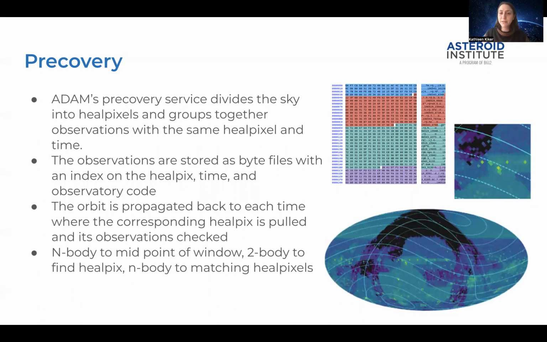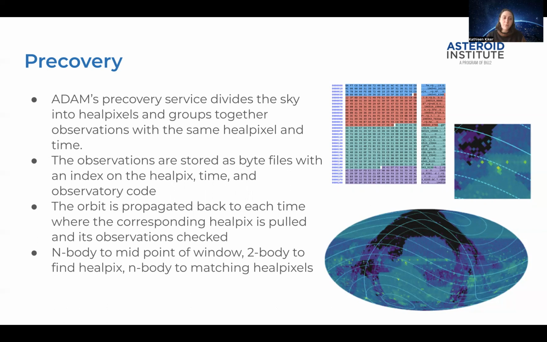So instead, Atom's Precovery service divides the sky into heliopixels, which are then grouped together in the same heliopixel and same time. So these observations are stored in a binary file with an index to make it very fast to access those. And then the orbit is propagated back again to every time within the data set. However, now only those corresponding heliopixels are pulled and the observations within them checked against the orbit.